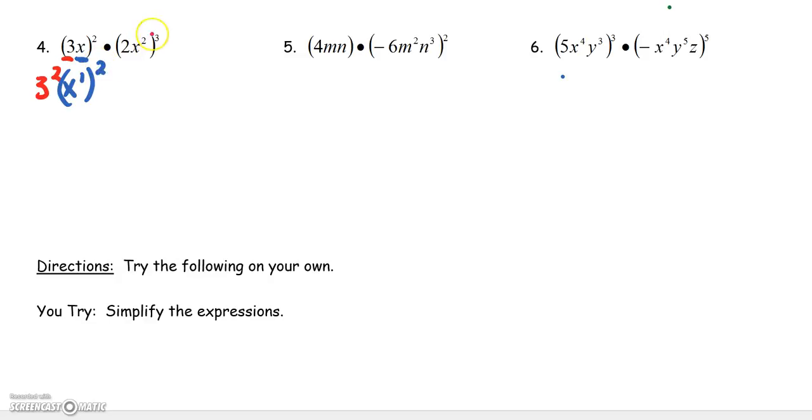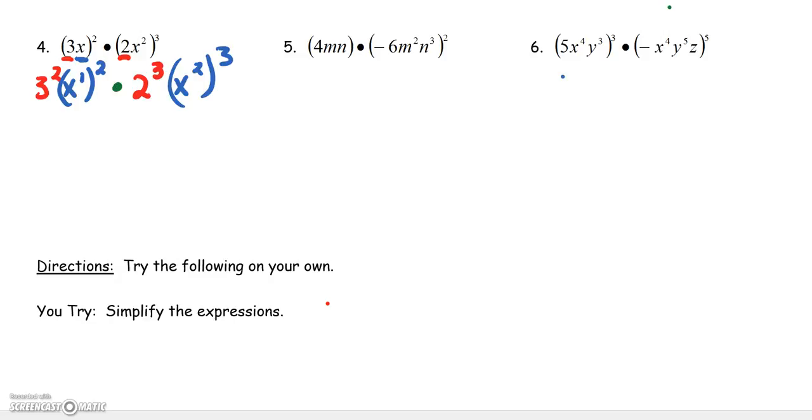We'll do it again for the second piece. We have 2x squared all to the 3rd power. So we'll take 2 to the 3rd power. And we'll take x squared to the 3rd power. Now all this stuff is going to be multiplied together. So once we simplify each component, we'll have to simplify the entire expression altogether.